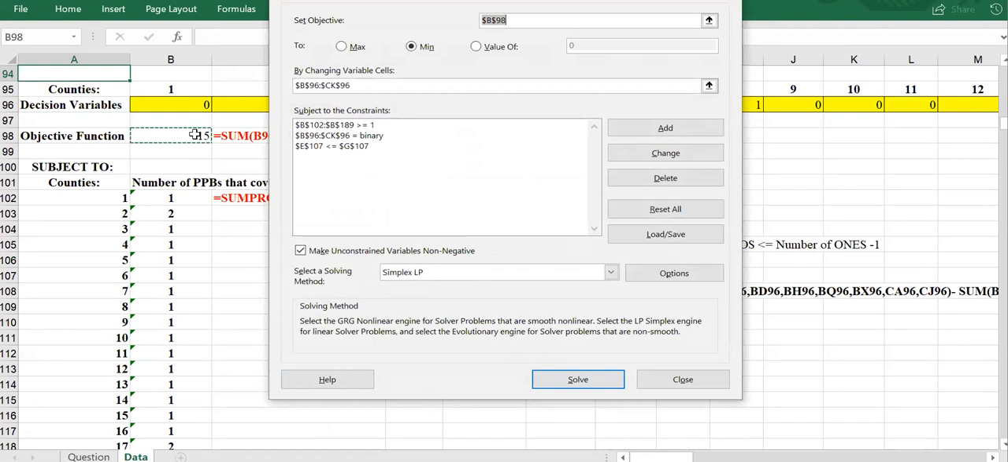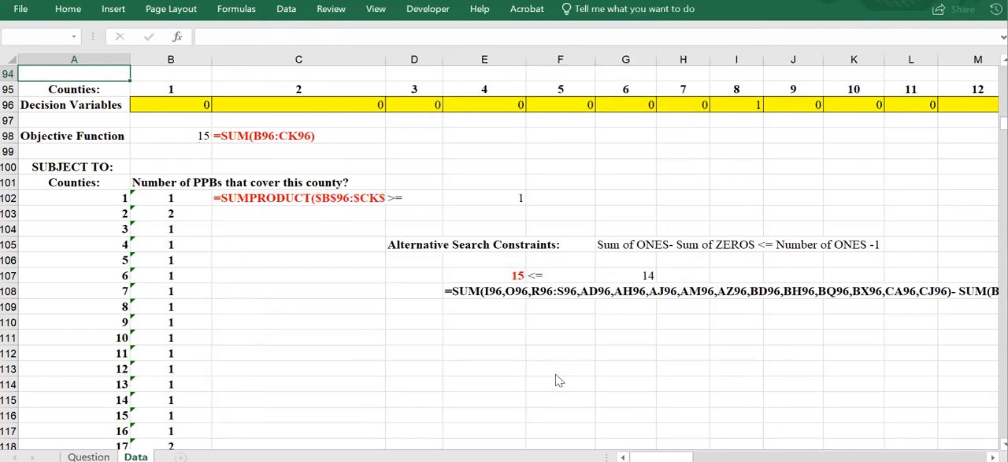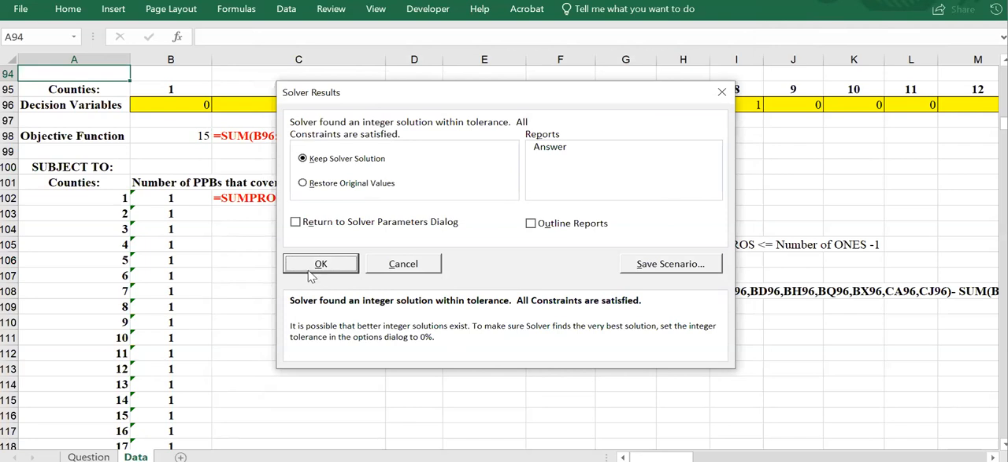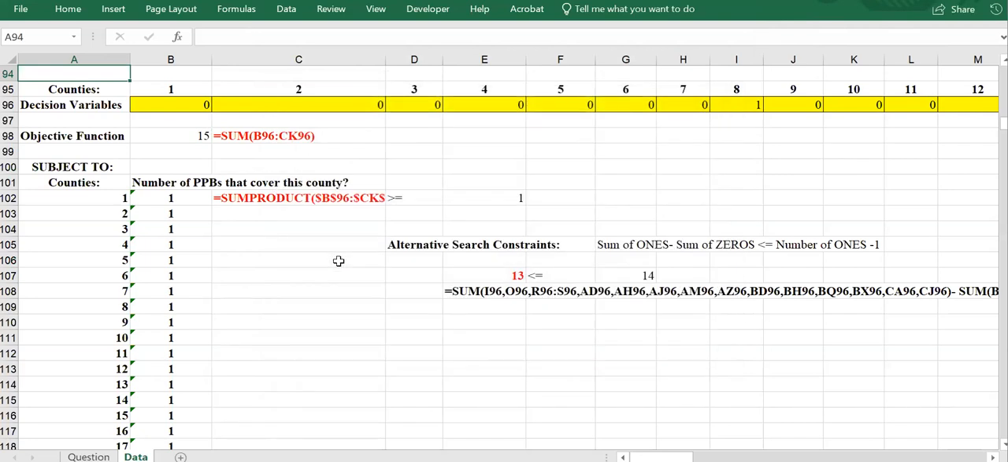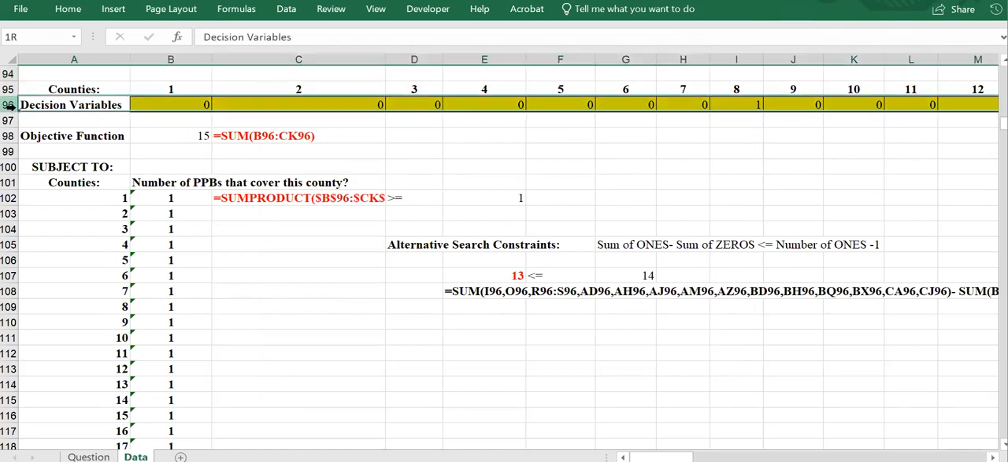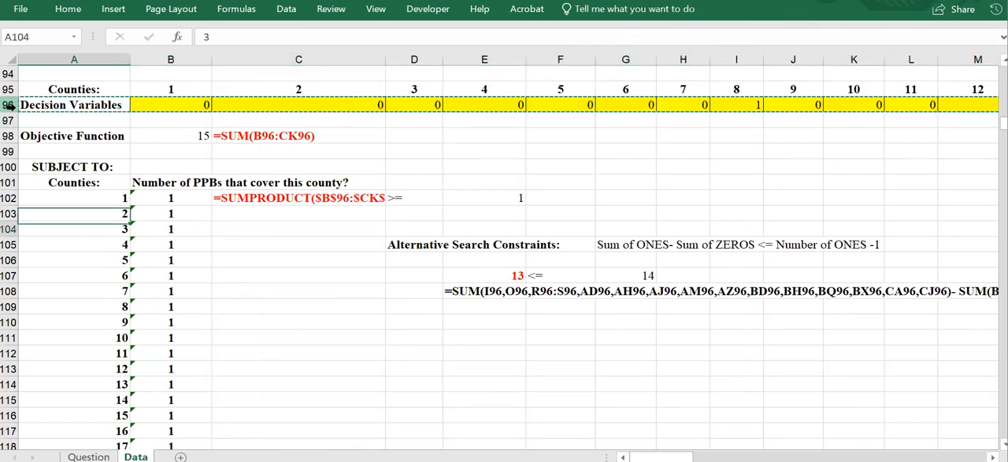If the objective function stays the same, it means that we have found an alternative optimal solution. If it becomes worse, it means that we have found the second best alternative, a second best solution. Okay, so solve, of course, it found a solution. And the good news is that the objective function is still 15, and the new constraint is satisfied, 13. It was 15, so the solution is definitely different from the previous one, but the objective function, 15, is the same.